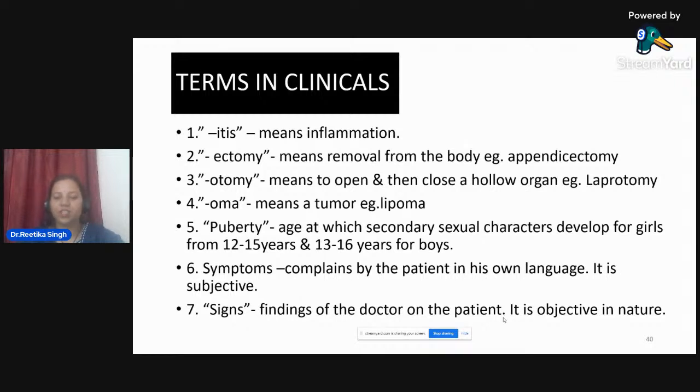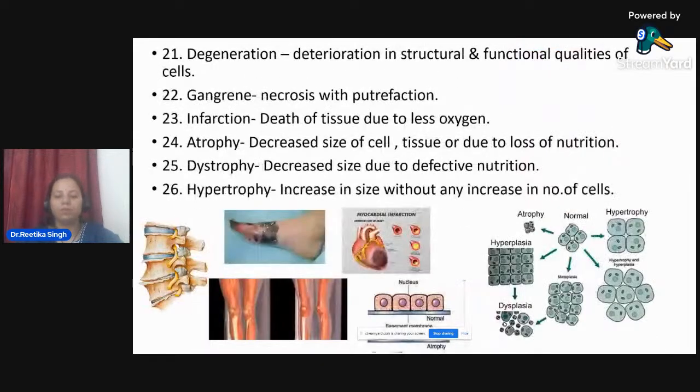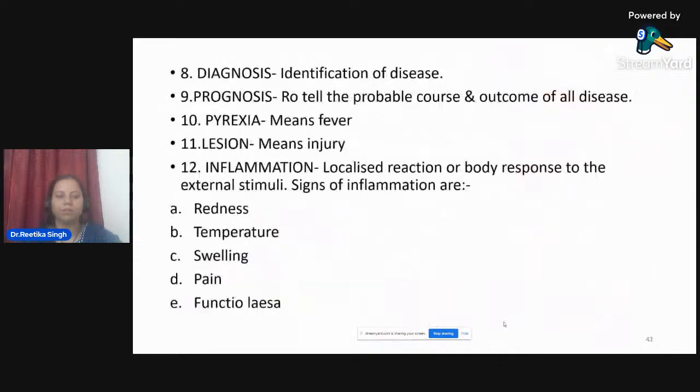Symptoms are complained of by the patient in his own language. Signs are the findings of the doctor on the patient; they are objective in nature. Diagnosis is identification of diseases. Prognosis is telling the probable course and outcome of the disease. Pyrexia is fever. Lesion means injury. Inflammation is a localized reaction or body response to external stimuli. Signs of inflammation are redness, temperature, swelling, pain, and functional loss.